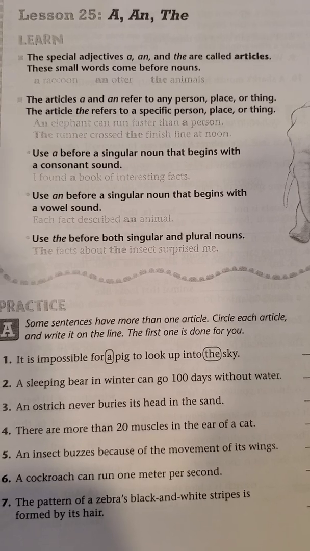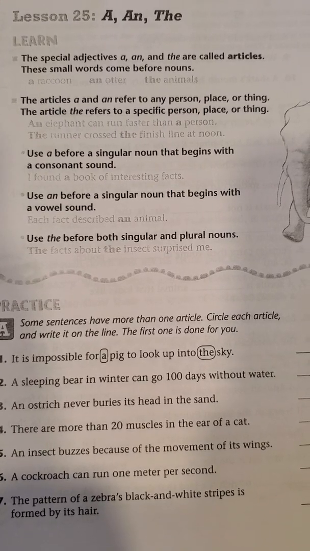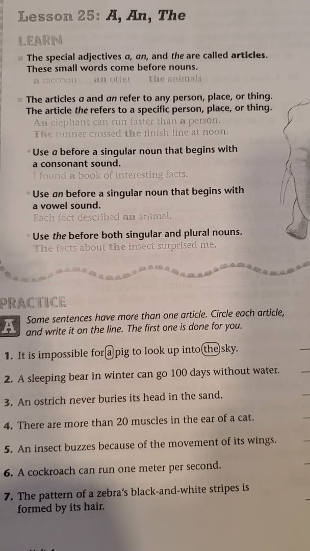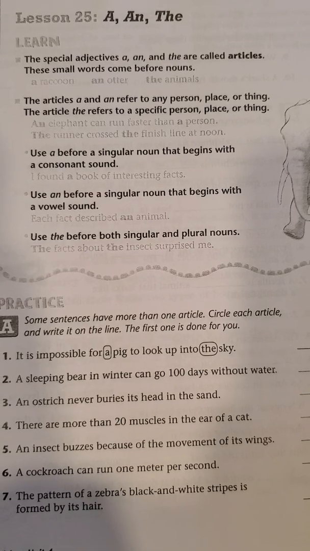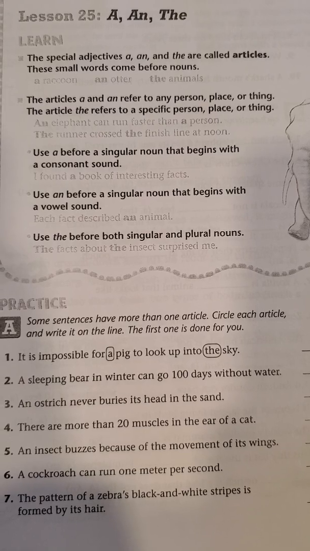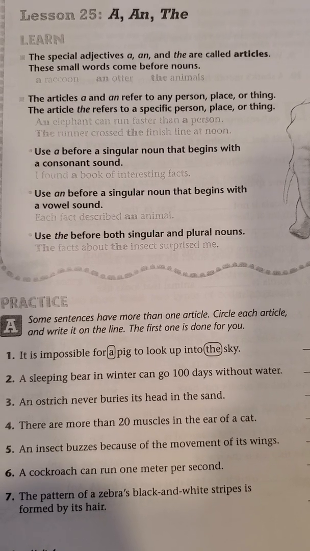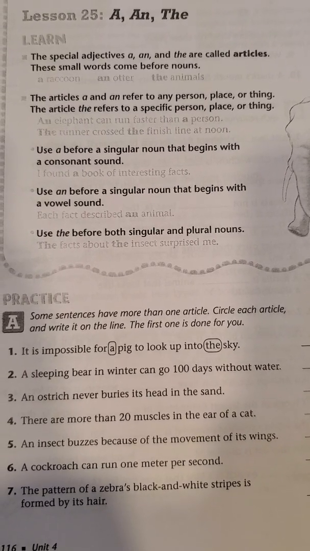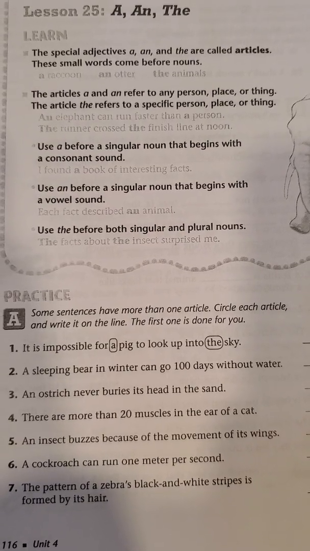The articles a and an refer to any person, place, or thing. The article the refers to a specific person, place, or thing. So an elephant can run faster than a person. The runner crossed the finish line at noon. So the runner, you're talking about a specific runner.